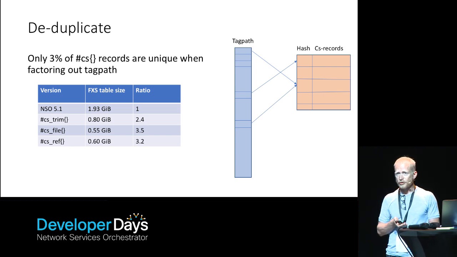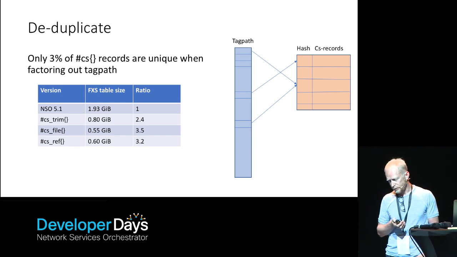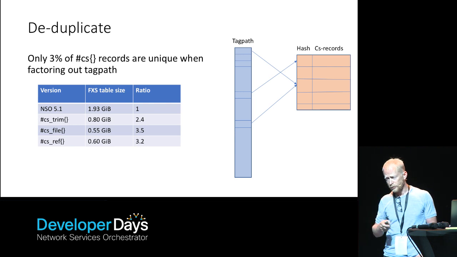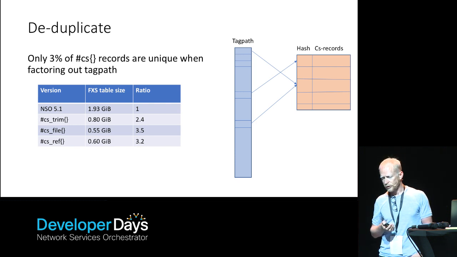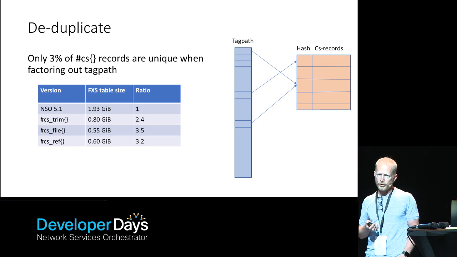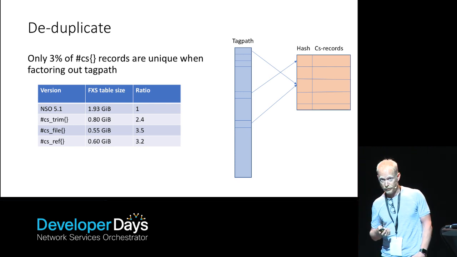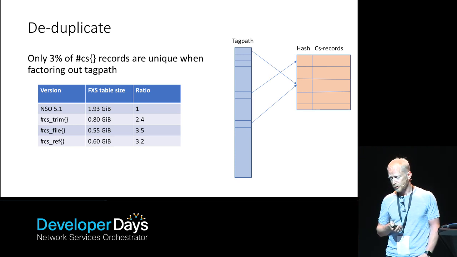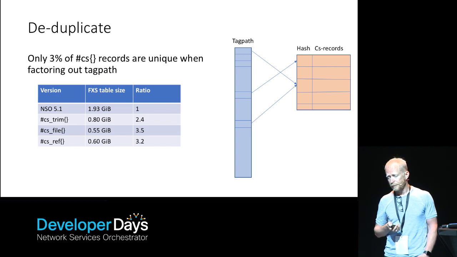And this turns out to be quite interesting. It's only about 3% of the CS records that are unique, if you factor out the key, the path down to the item. That's potentially very interesting. I think there are multiple reasons for this. If you look at conf-d, it's about 10% that are unique. It's still a very, very large number. But for NSO, it's about 3 times more.